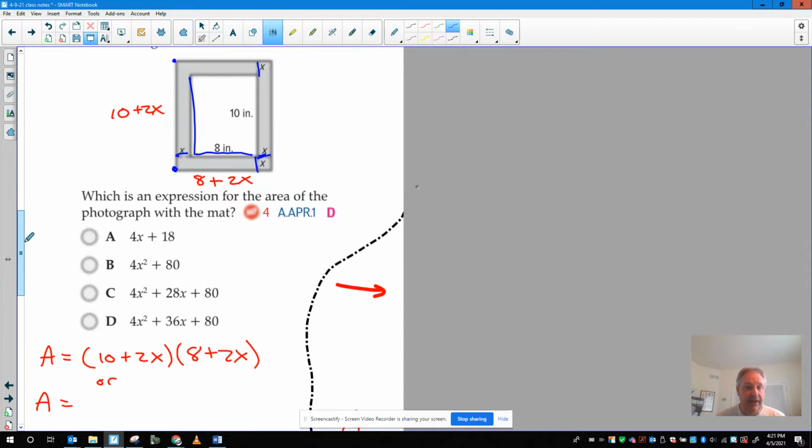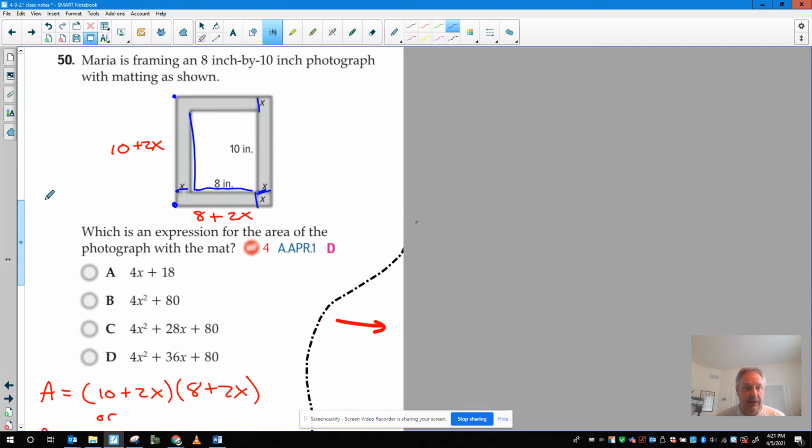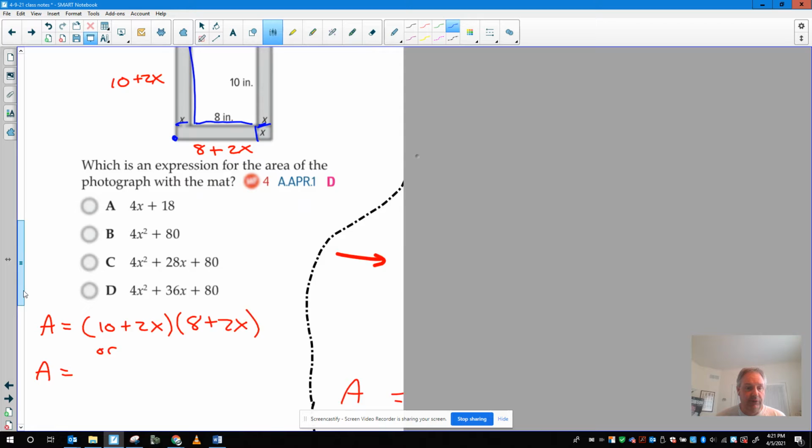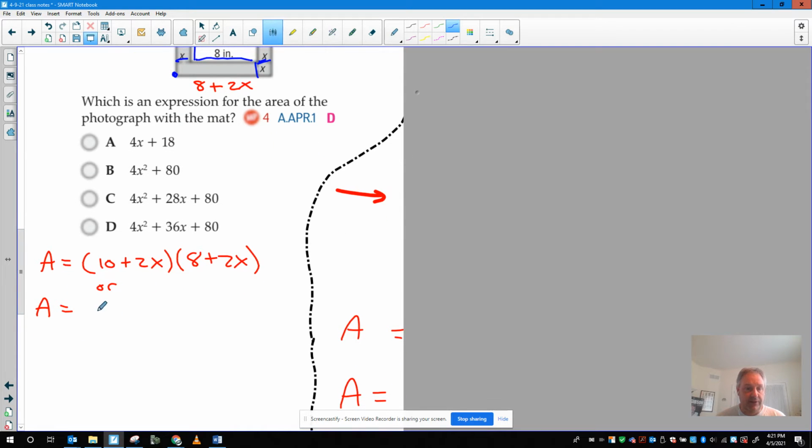So the area of that entire thing would just be the 10 plus 2x times the 8 plus 2x. But we usually write things, instead of writing it that way, I'm just going to flip these around and make it 2x plus 10 times the quantity 2x plus 8, and then I can FOIL there.